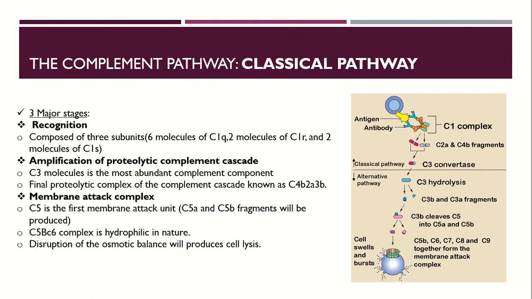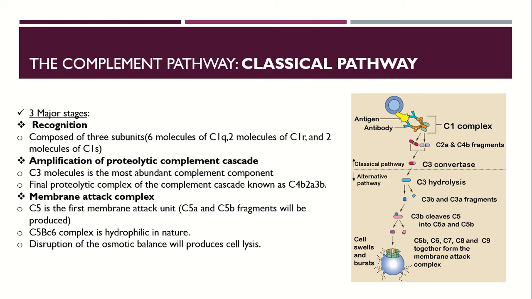The C1s is a serine protease and can activate the C4 and C2 complexes. The C4 and C2 complexes will be cleaved by C1s, producing C4A and C4B, and C2A and C2B fragments, respectively. The resultant C2A fragment joins with C4B to form the new C4B2A enzyme, or the C3 convertase of the classical pathway. The C2B and C4A fragments from the C2 and C4 components are lost to the surrounding environment.